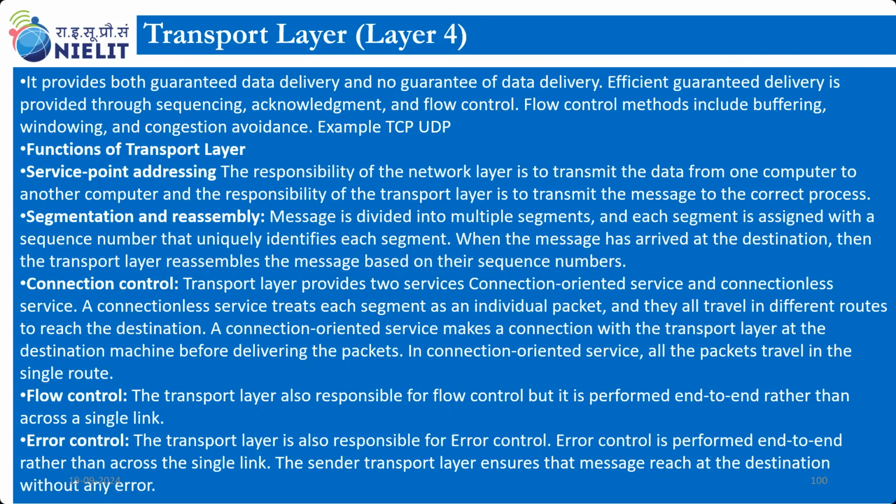एरर कंट्रोल भी होता है. So if the transport layer has received some corrupted data, it can control the error. It can detect the error, it can correct the error. It can send the request to resend the data.